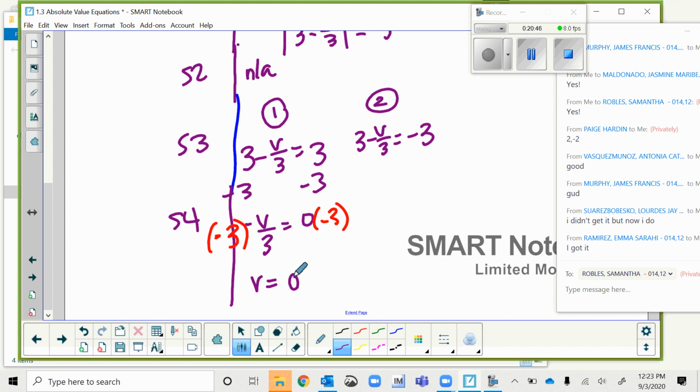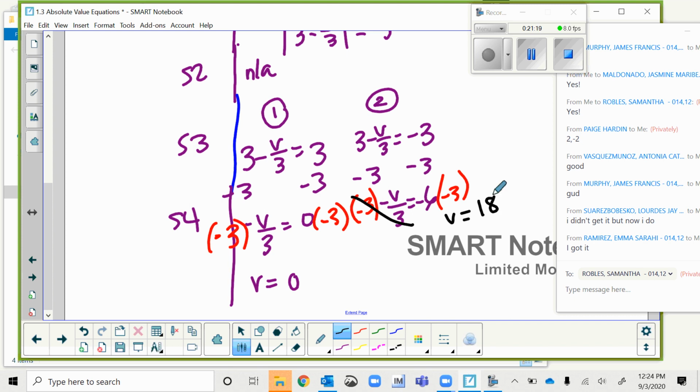And then for the second equation, we go through those same steps, subtract 3. So now I have negative v over 3 equals negative 6. Multiply by negative 3, the negative cancels out the negative. The 3 on top cancels out the 3 on bottom. So on the left, see, why is it changing color? I don't know. So that's v equals 18. And the very last step, step 5, is to write it in set notation, which goes like this: curly bracket, 0, 18, curly bracket.